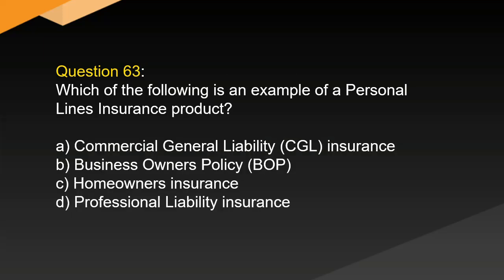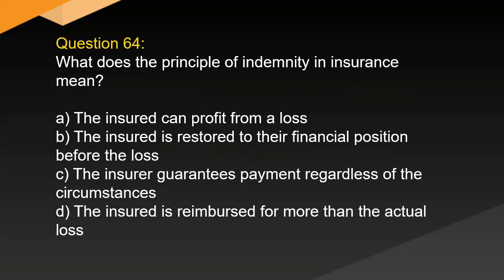Question 63. Which of the following is an example of a personal lines insurance product? A. Commercial general liability, CGL, insurance. B. Business owner's policy, BOP. C. Homeowners insurance. D. Professional liability insurance.